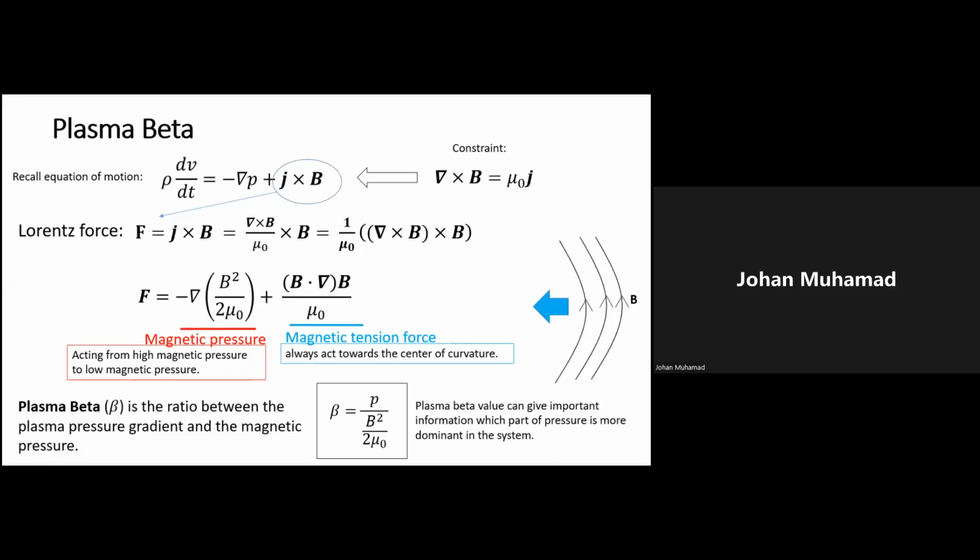Because the sun, or our subject of interest, is a medium that consists of two parts, plasma and the magnetic field, but which one is more dominant? So plasma beta determines that. If we have a very big plasma beta, then plasma is more dominant. If we have a very small plasma beta, then magnetic field is more dominant.